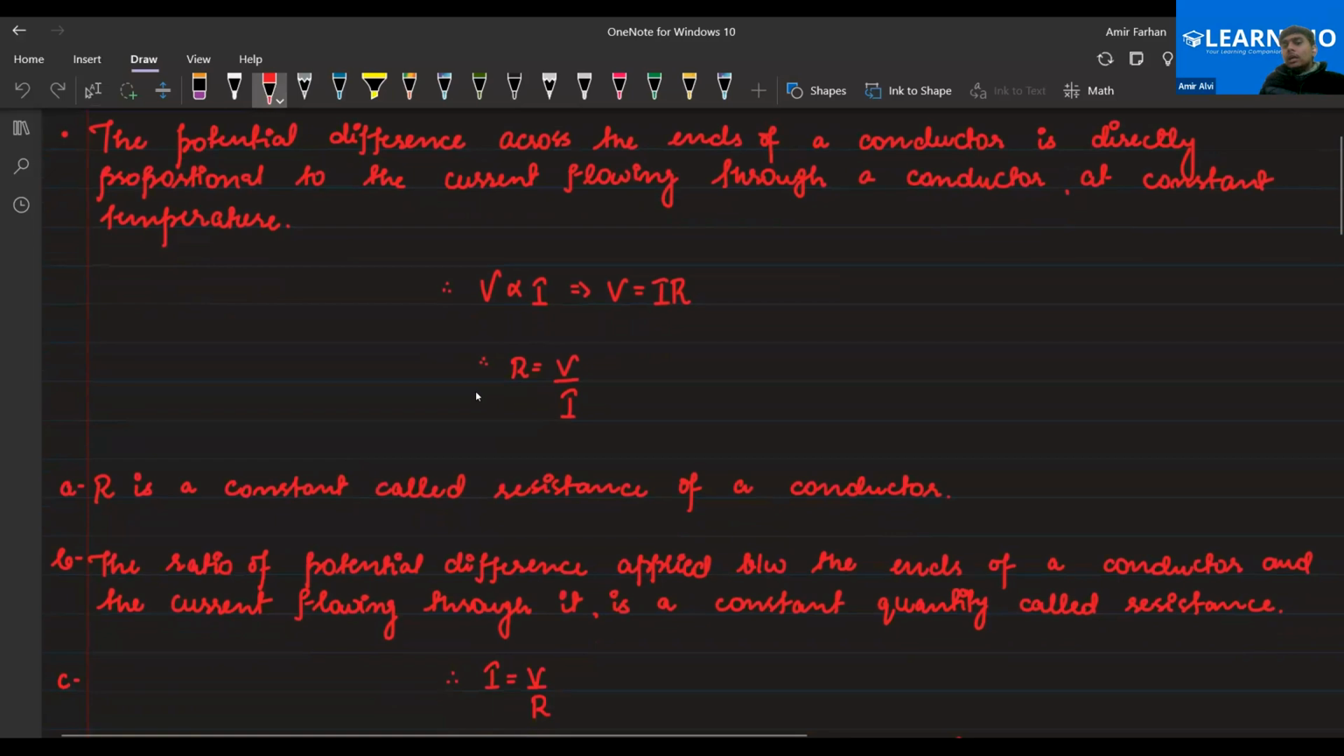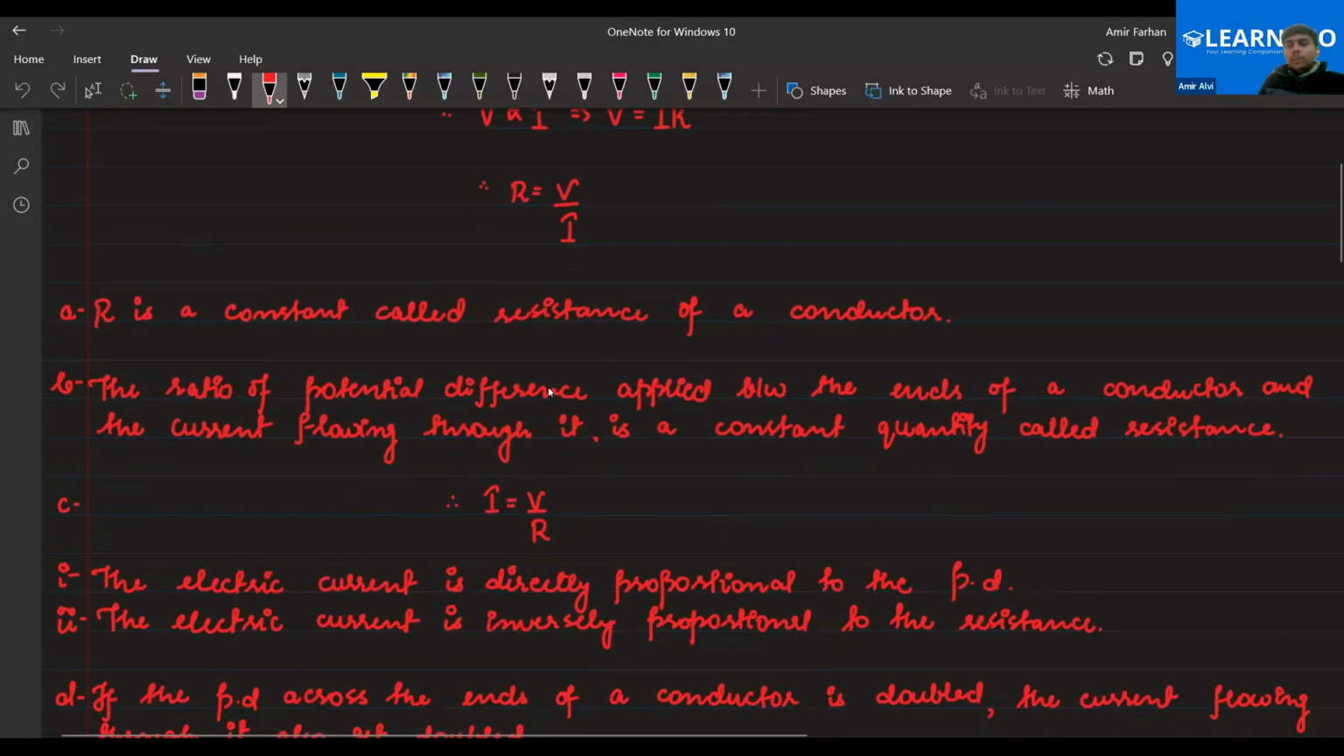It means that this ratio of the potential and the current is called the resistance of a conductor. So the ratio of the potential difference applied between the ends of a conductor and the current flowing through it is called the resistance. Is that clear, all of you? Yes. Yes, sir. Chalo, good.